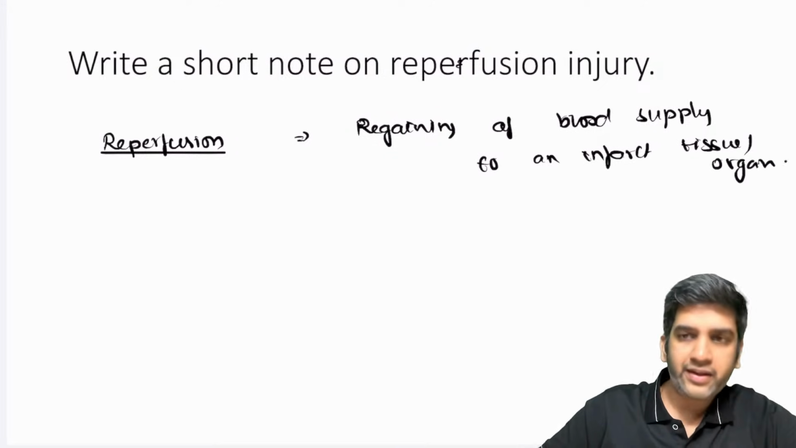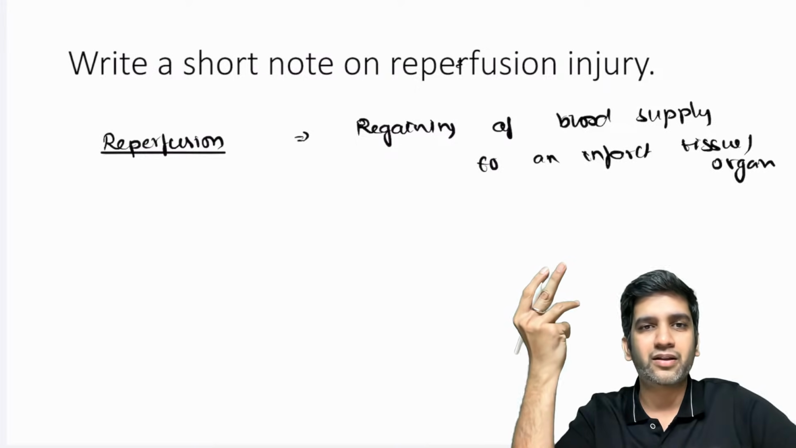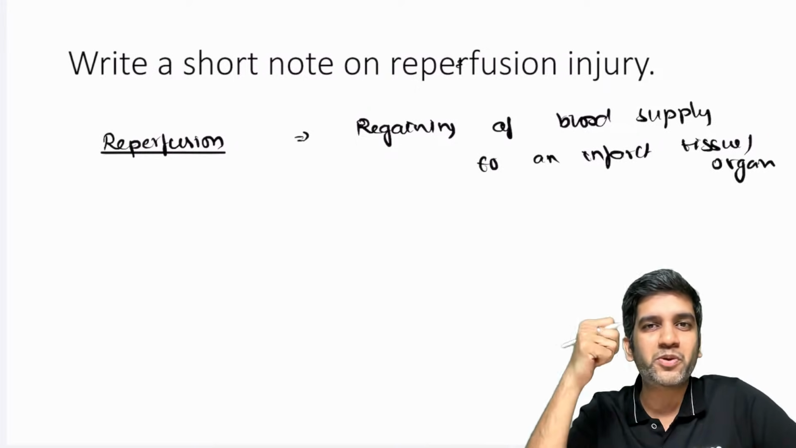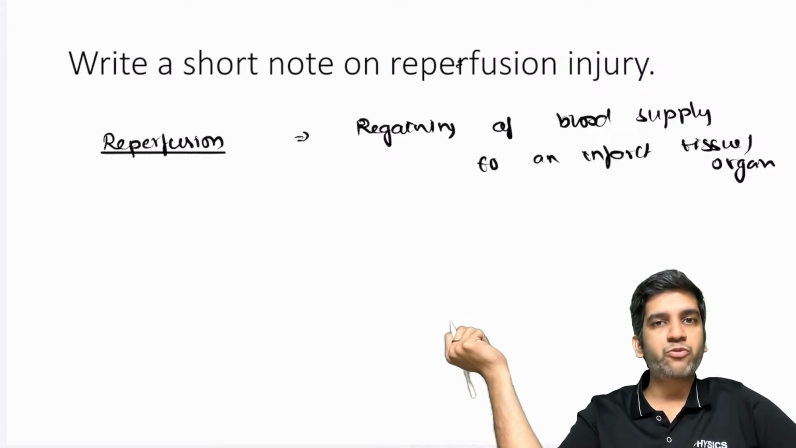Theoretically, on paper, it looks perfect, superb. It has to be good, right? It cannot be bad. How should it be bad? It has to be good because the tissue had ischemia. I'm giving blood back. It has to survive and come back and live normally.